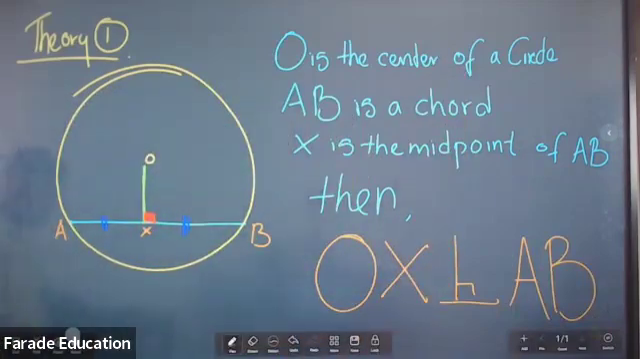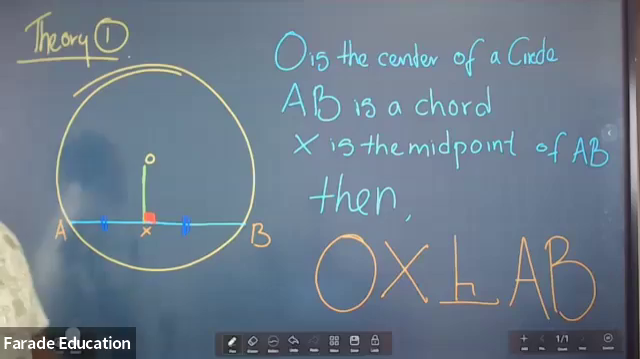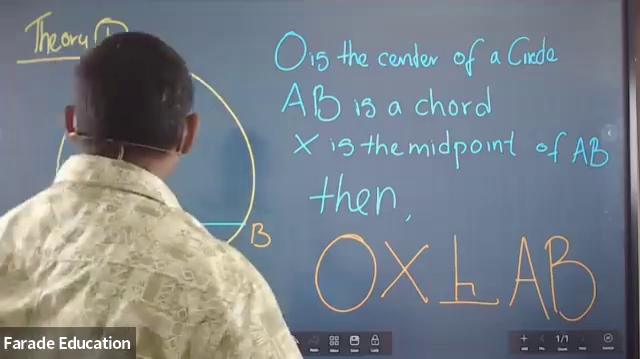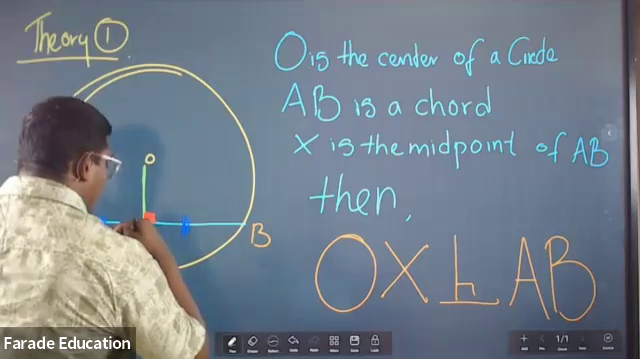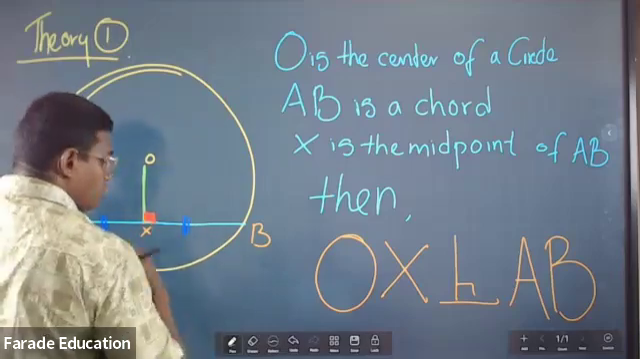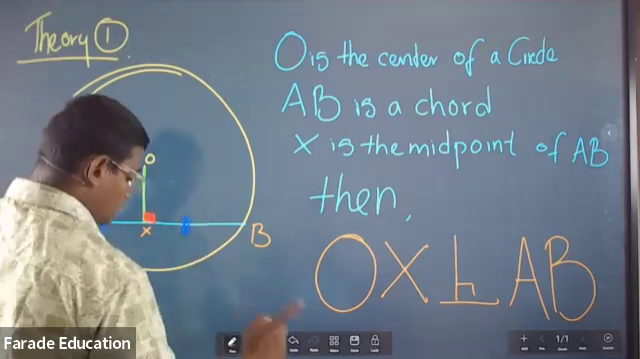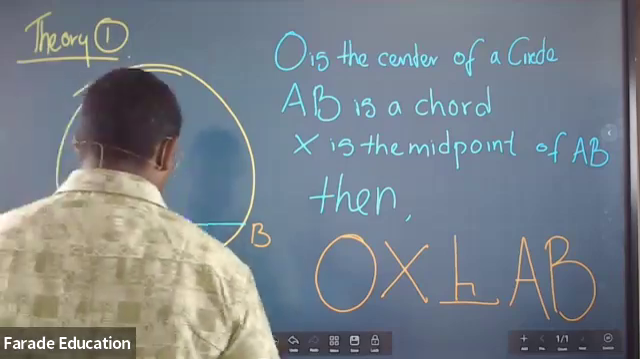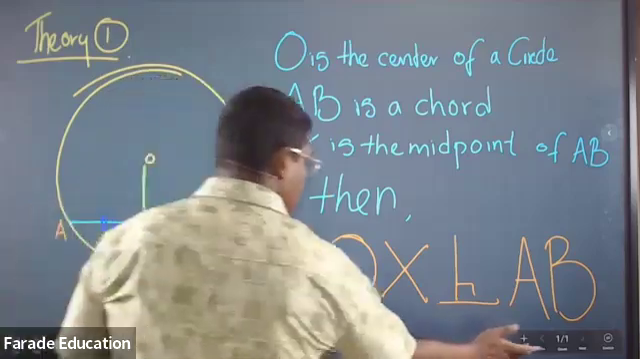O is the center of a circle. AB is a chord. X is the midpoint of AB. Then OX is perpendicular to AB. When the midpoint of a chord is connected with the center of a circle, those will be perpendicular. Theory number 1. Theory number 2.